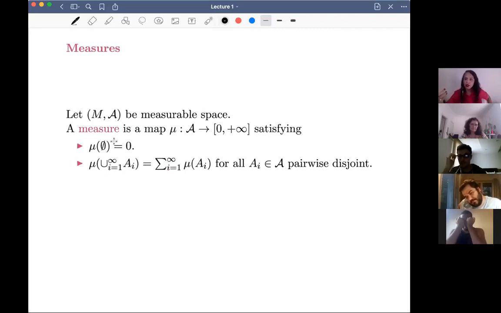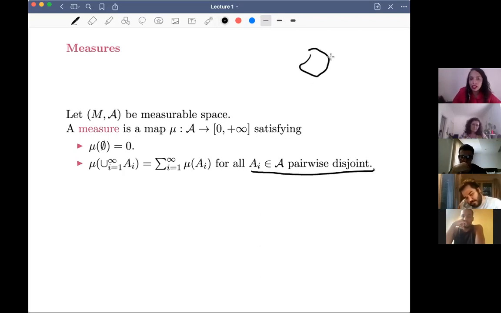To be a measure, it has to satisfy two conditions. The empty set has to measure zero. What makes sense? The measure of the empty set has to be zero. And the measure of the union of a countable number of subsets has to be the sum of these measures if we ask that these sets are pairwise disjoint.